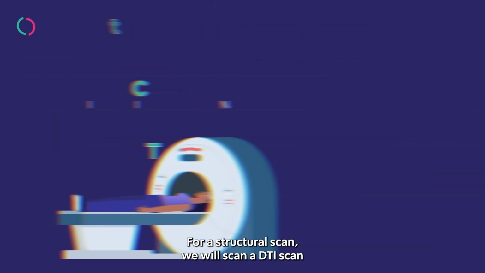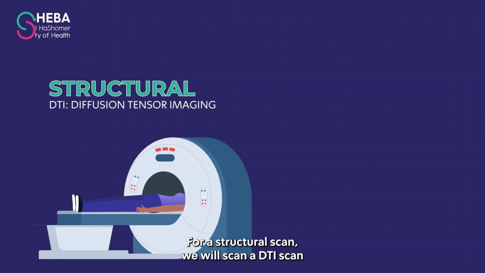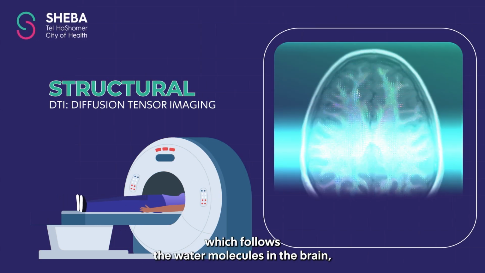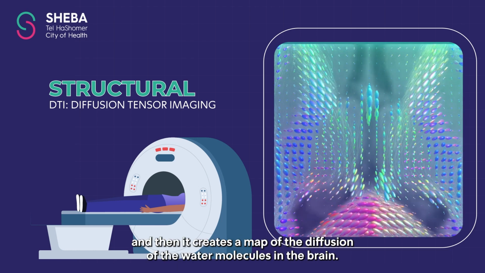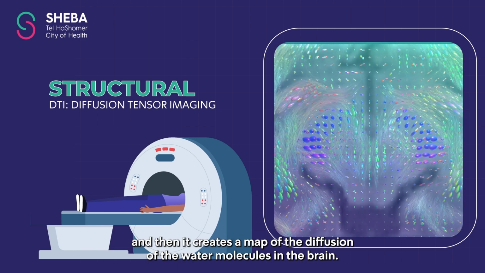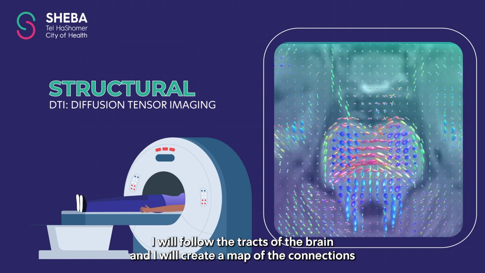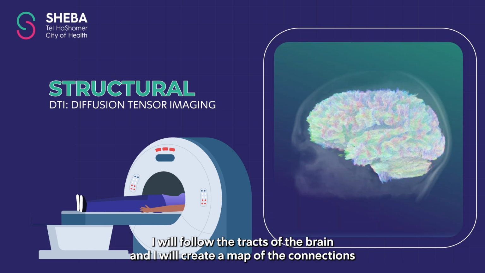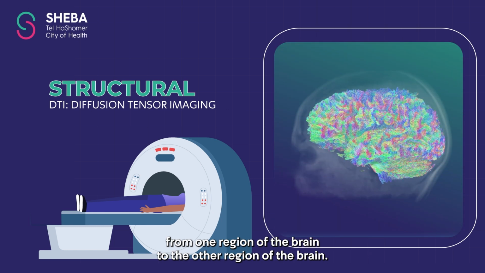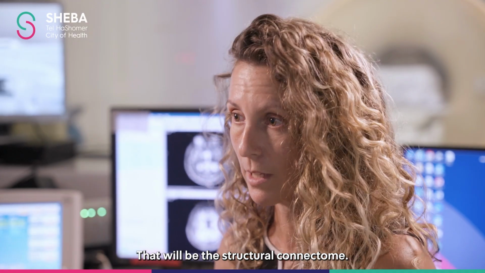For a structural scan, we will scan a DTI scan, which follows the water molecules in the brain. And then it creates a map of the diffusion of the water molecules in the brain. I will follow the tracks of the brain, and I will create a map of the connections from one region of the brain to the other region of the brain. That will be the structural connectum.